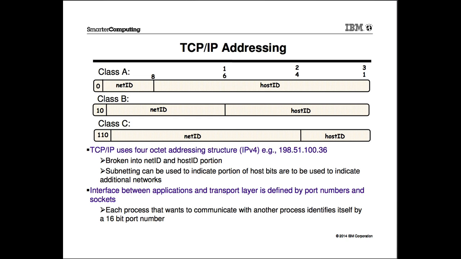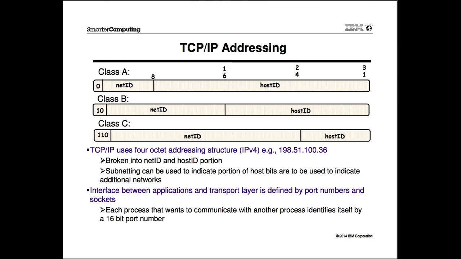And Class C, which starts with binary 110, the first 3 bytes are the net ID and the last byte is the host ID. Now within the host ID, an individual administrator or user can further subdivide that into a subnetwork and a host. Generally, the term subnet is used pretty universally to describe the network and the subnet together. When you talk about a subnet mask, you're talking about how many bits in the IP address represent the combination of the network and the subnet.